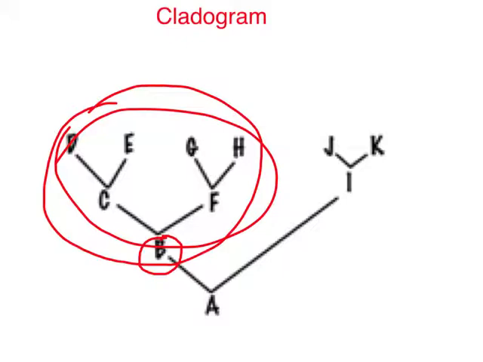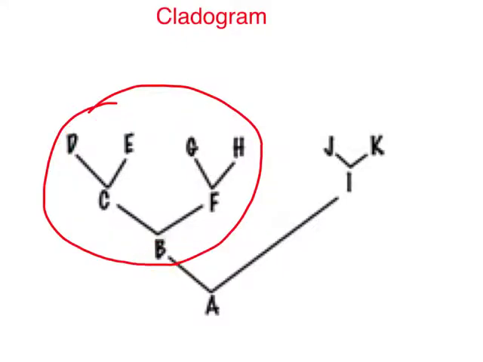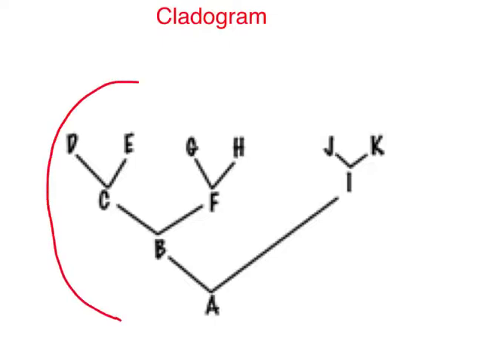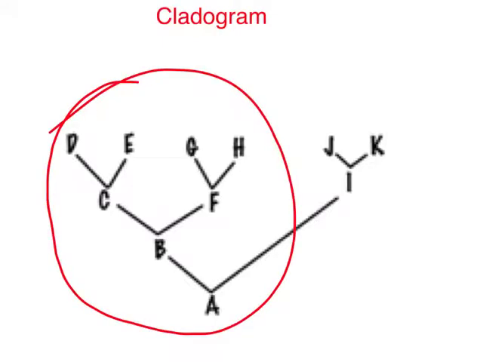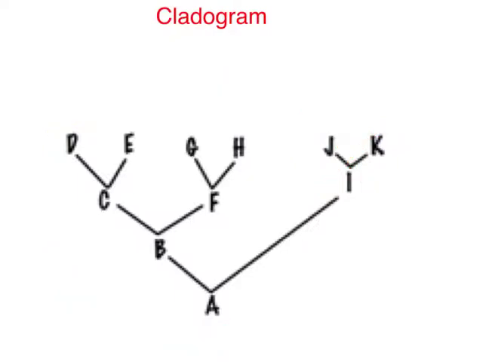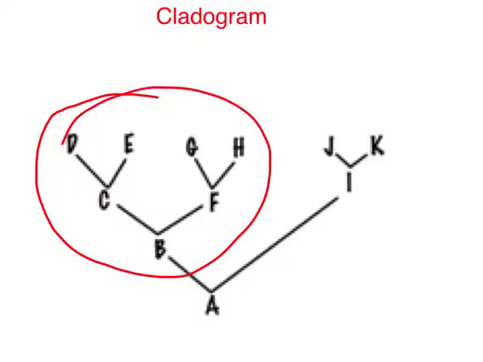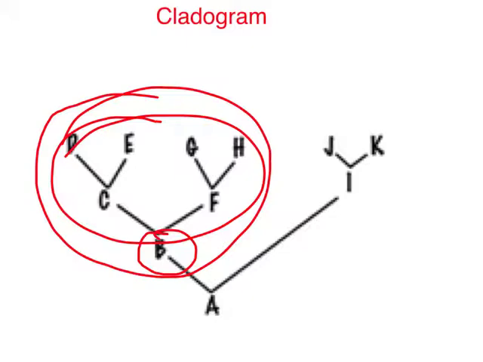Okay? This, on the other hand, would not be a clade because it does not include all of the descendants. This would be the ancestor, these would be the descendants, right? This is not a clade because it excludes those guys. Go back again. This is a clade because it includes the ancestor and the descendants. Okay, get the idea?